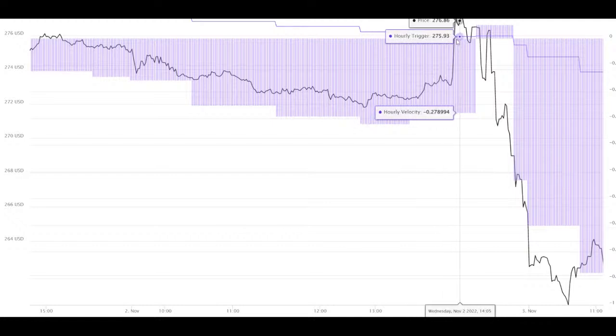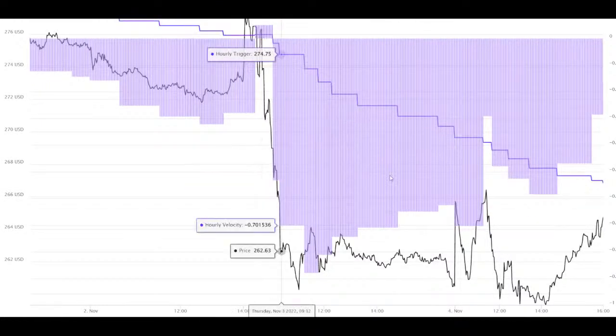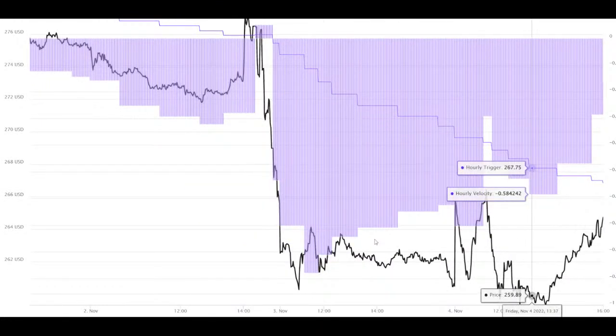So when price came up to attack this hourly trigger right here with negative hourly velocity, it's a gift to the short side. This is where you go short, because you know that most likely price is going to have to reject this hourly trigger because velocity is negative. And as you can see, price got absolutely creamed to the downside. Now watch this, all right?